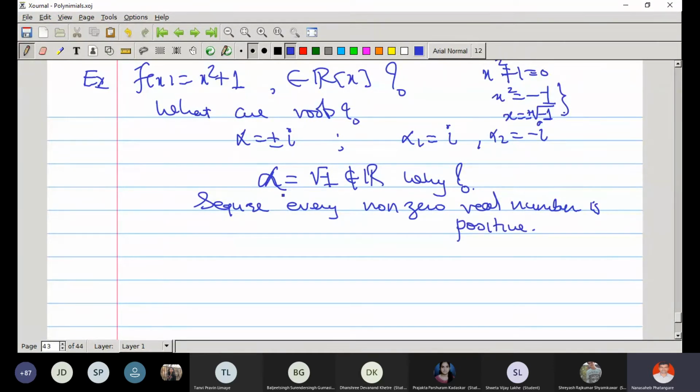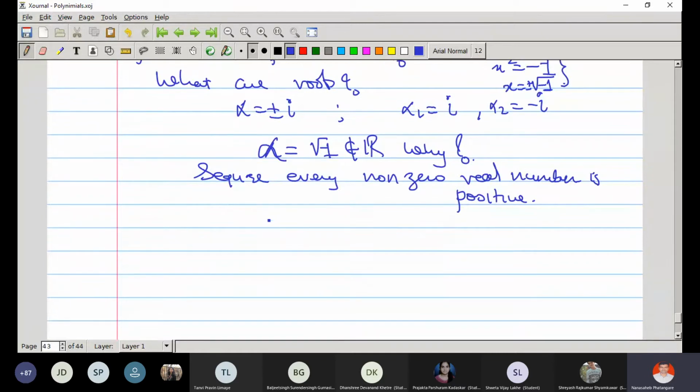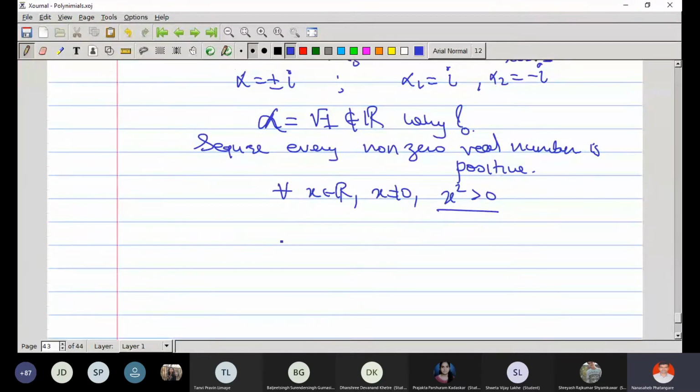Right? Square of every non-zero real number. That means for all x belonging to R, if x is not equal to 0, then x square is positive. This you have already proved in calculus. Now if alpha is equal to root of minus 1, then what is alpha square? It is negative. The square of this number is negative, therefore alpha cannot be in the set of real numbers. We cannot put this number into real numbers, that's why it is an imaginary number.